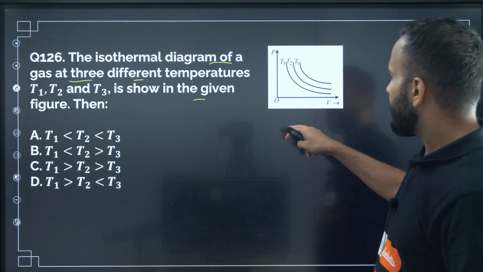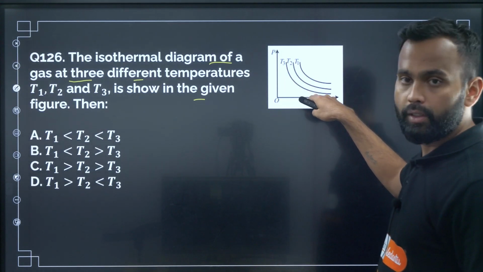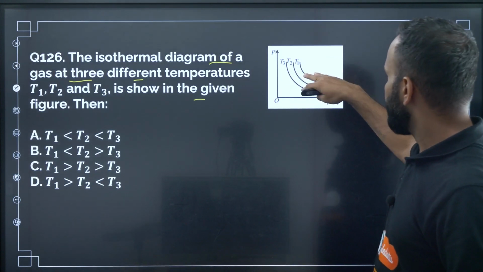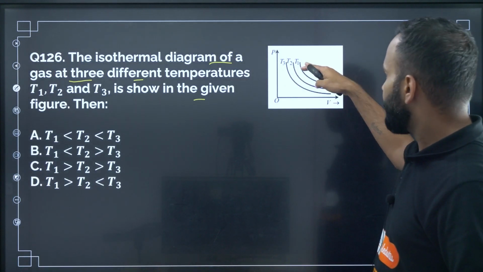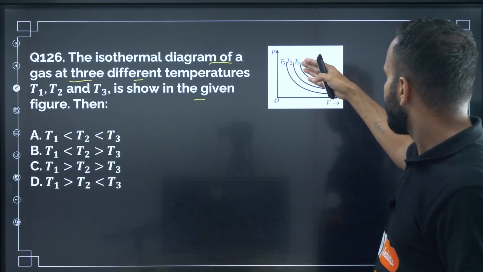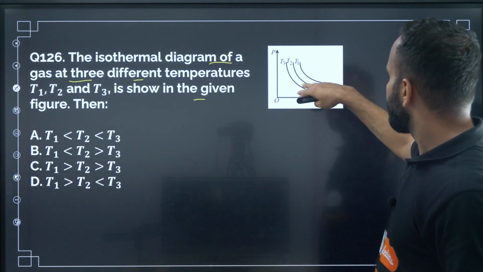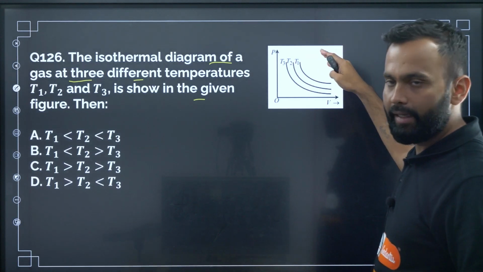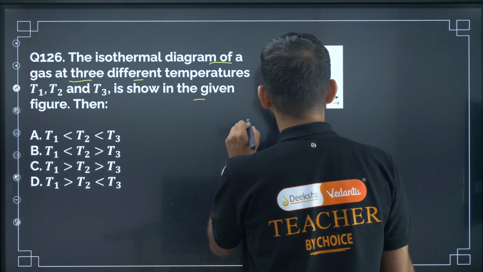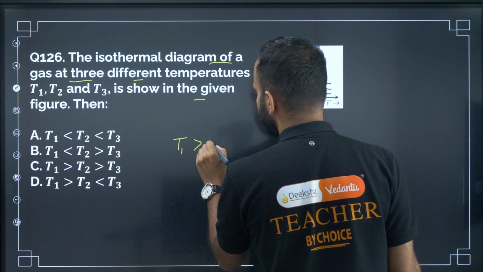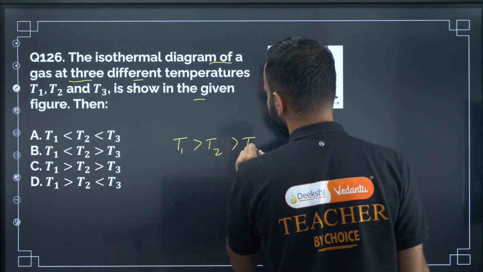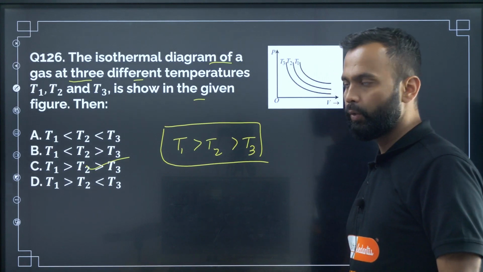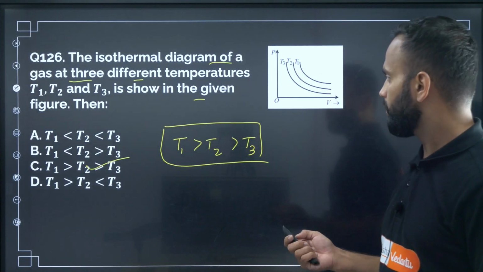So we know that in PV graph for isothermal process, as the curve moves away from the origin, the temperature increases, right? So as the curve moves away from the origin, the temperature gets higher. So here T1 is greater than T2 is greater than T3. This is the order. So the correct option is C. Okay, direct question, right, from the thermodynamics.